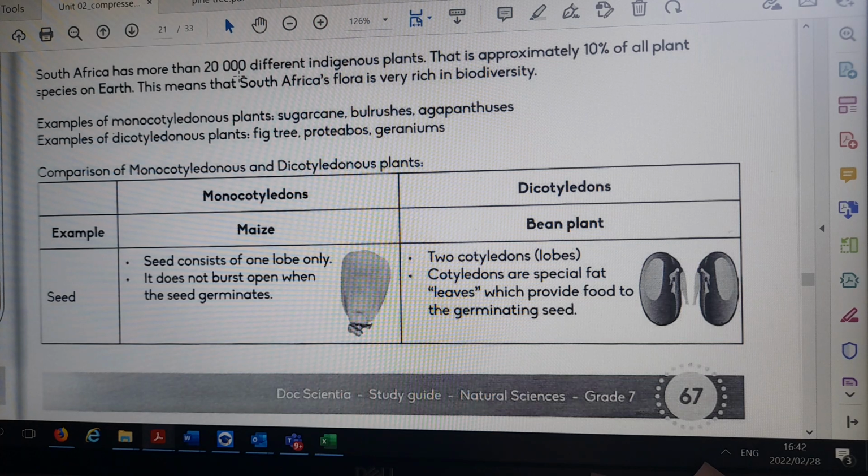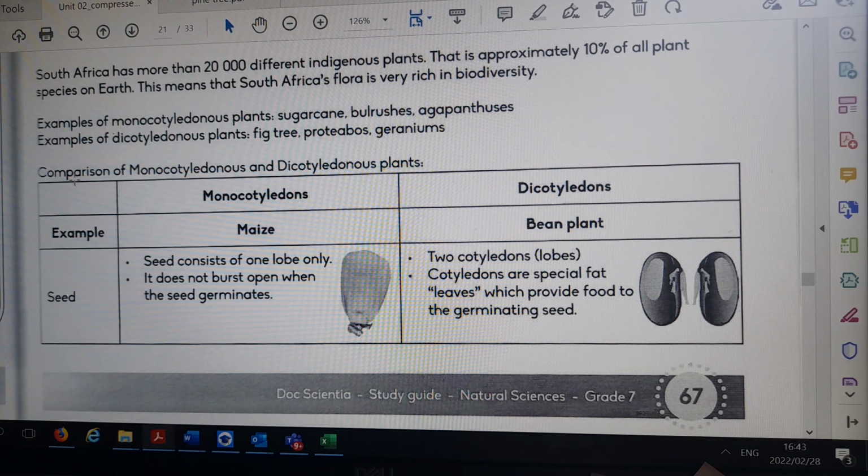South Africa has more than 20,000 different indigenous plants. That is approximately 10% of all plant species on Earth. This means that South Africa's flora is very rich in biodiversity. Examples of monocotyledonous plants are sugarcane, bulrushes, and agapanthus. Examples of dicotyledonous plants are fig tree, proteobos, and geraniums.